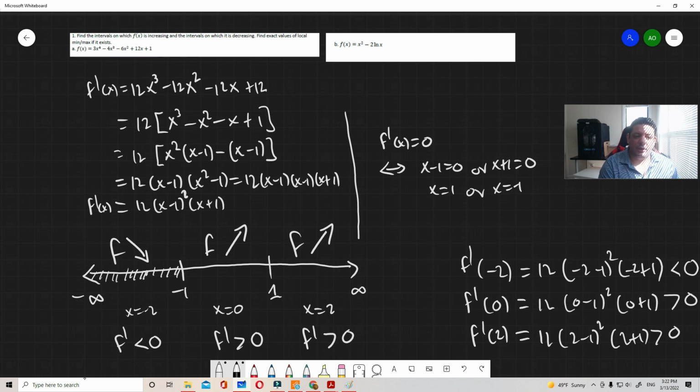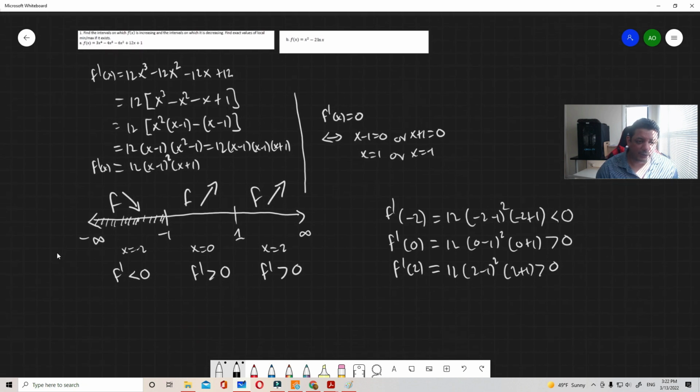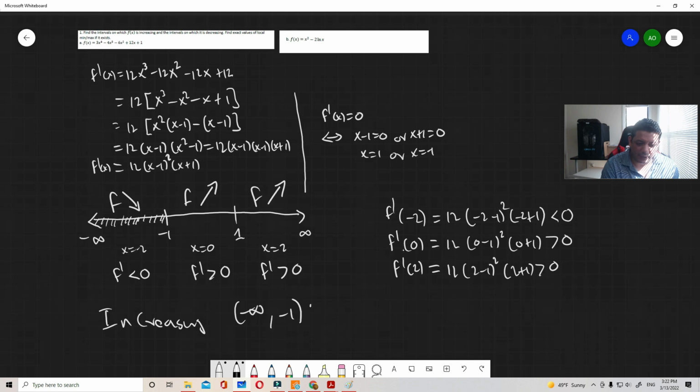Now, we're going to make a summary of the intervals where it is increasing. So increasing, we can talk about being minus infinity to minus 1, union, we can talk about being minus 1 to 1, union with 1 to infinity. So we notice that this critical point here is not going to be either a maximum or minimum because there is no change between them.